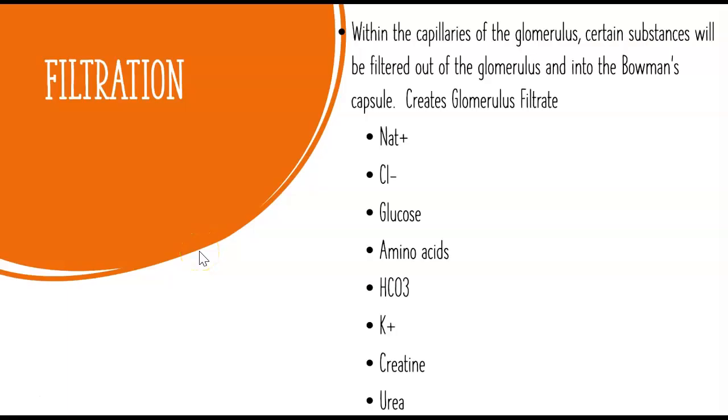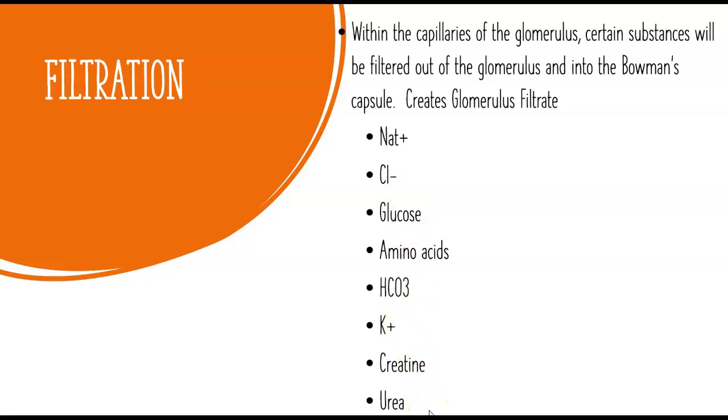So the first step in urine formation is filtration. Within the capillaries of the glomerulus, certain substances are going to be filtered out of the glomerulus, and remember those are capillaries, and into the Bowman's capsule. This is going to create something called glomerular filtrate. The things that are going to be filtered out include sodium, chloride, glucose, amino acids, bicarbonate, potassium, creatine, and urea.